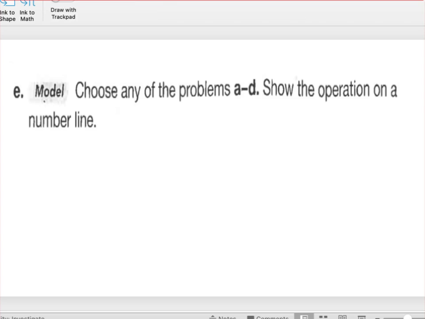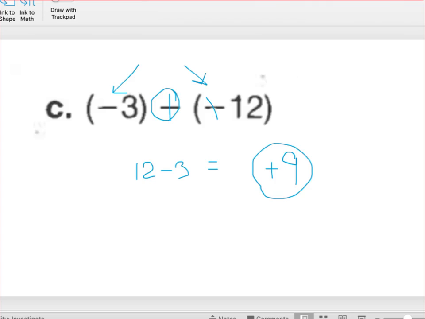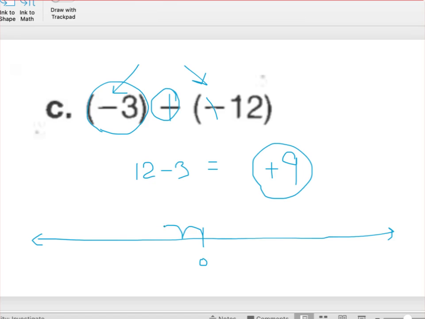Choose any of the problems A through D and show the operation on a number line. Okay, so let's go back here. Well, let's choose C this time. Okay, so let's do this one. We're going to start at 0, and we're going to take 3 steps backwards. 1, 2, 3, and we wind up at -3.